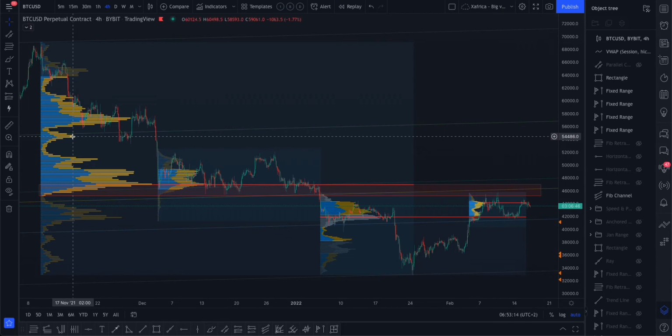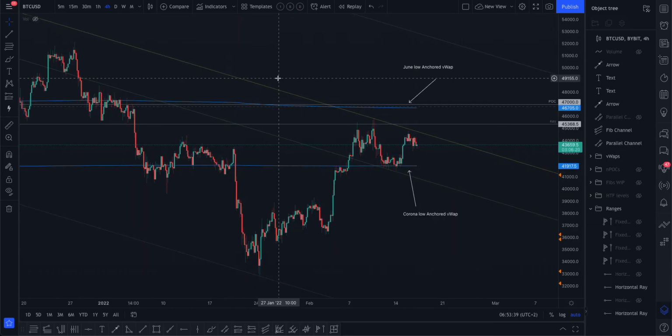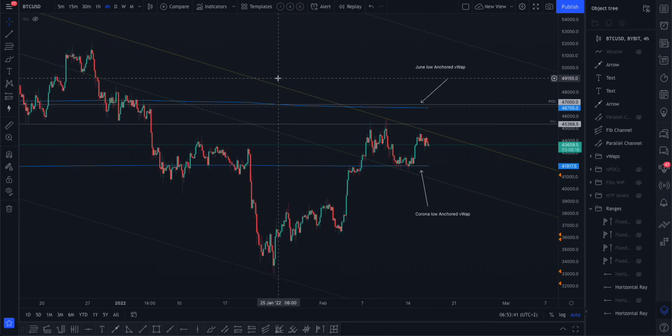So zooming out there, you can still see the big ranges I'm looking at. This point of control of this range must hold. We must stay above the center of this little channel we've got here, but that point of control is our first target for today, and obviously we still want to try and break into that red box and get into that range there. And then the last thing for today is I just wanted to show you these anchored VWAPs.